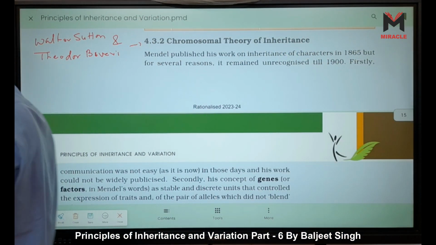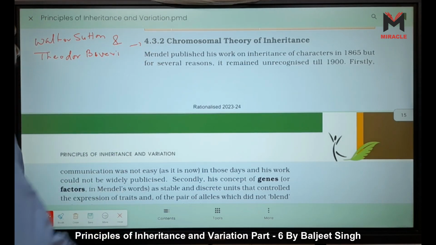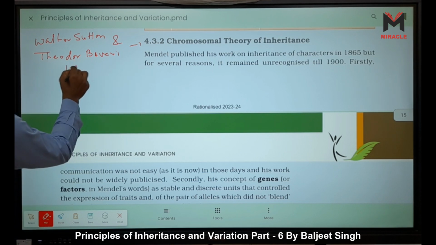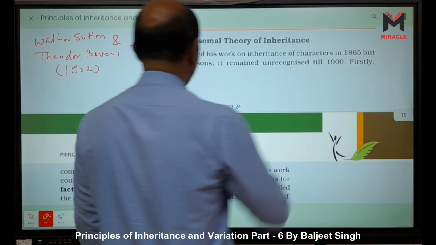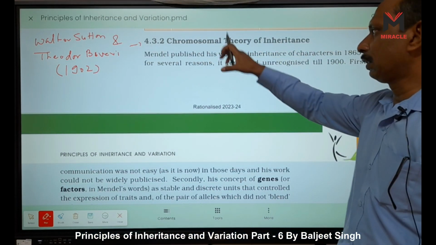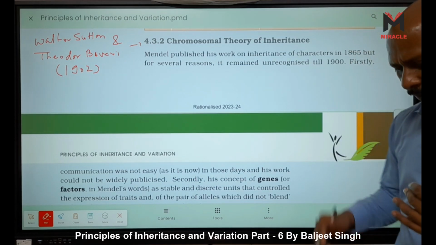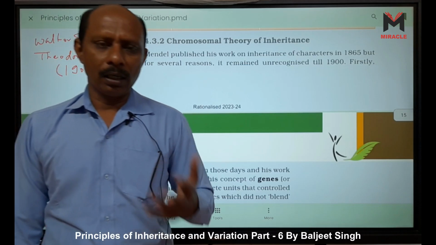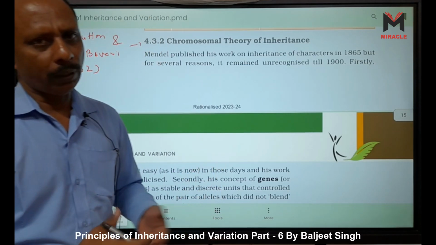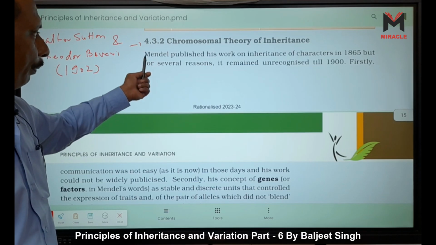Another point is in which year this theory was proposed. So they proposed this theory in 1902, right? So you understand, the chromosomal theory of inheritance means how, through chromosomes, genes or traits are transferred from one parent to the next generation, right? Now we will read what is given in your NCERT.